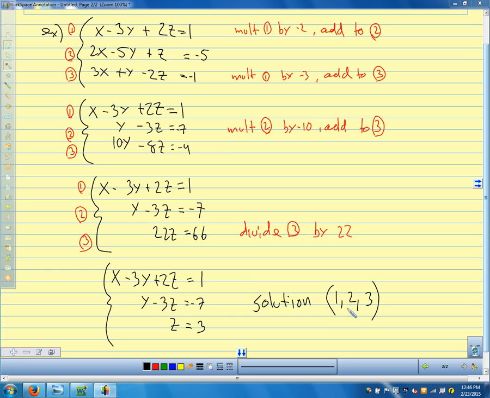So these three planes in space would intersect at one point.